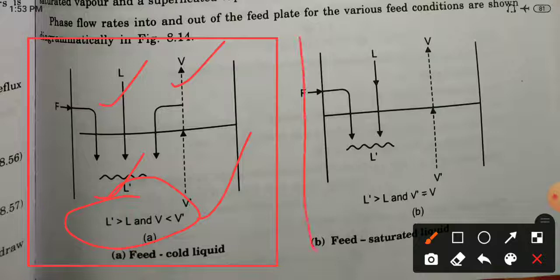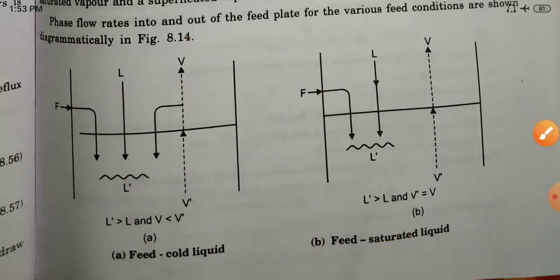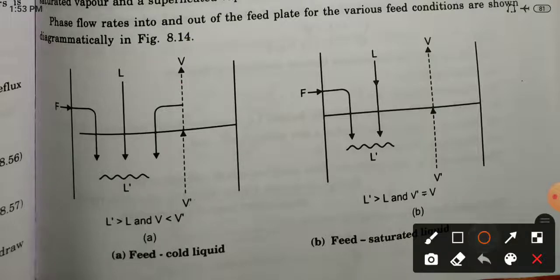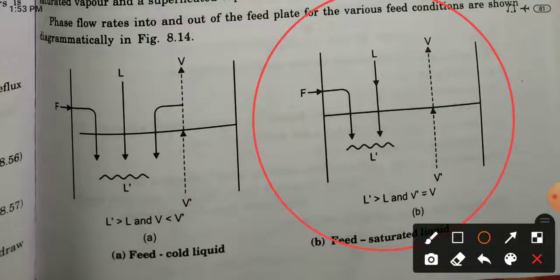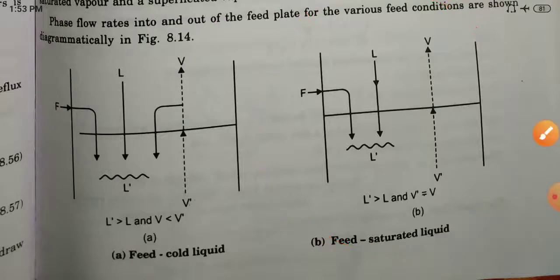Simply, the figure is given this way. Okay, second one, figure in this type. Feed inlet, and the L dash is almost the same part with some changes. L dash greater than L, and V dash is equal to V in this part.